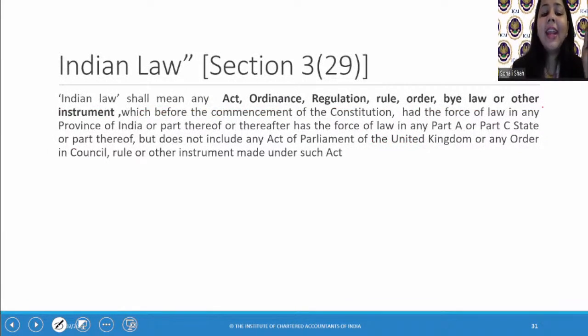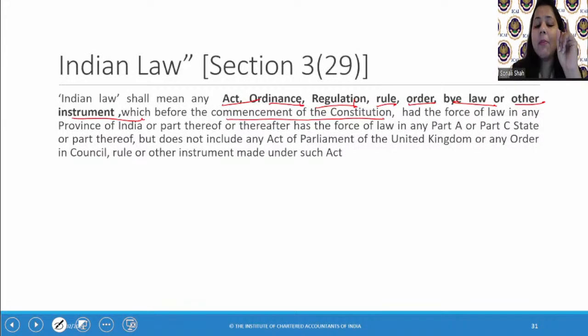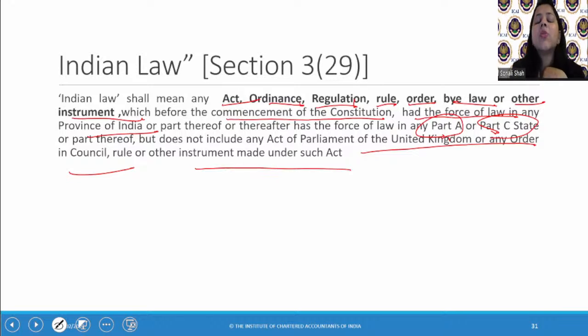Next is the definition of the word Indian law. So the GC Act says Indian law shall mean any act, ordinance, regulation, rule, order, bylaw or other instrument which before the commencement of the constitution, that means before 26 January 1950, had the force of law in any province of India or part thereof, or thereafter has the force of law in any part A or part C state or part thereof, but does not include any act of Parliament of the United Kingdom or order in council, rule or other instrument made under such act.